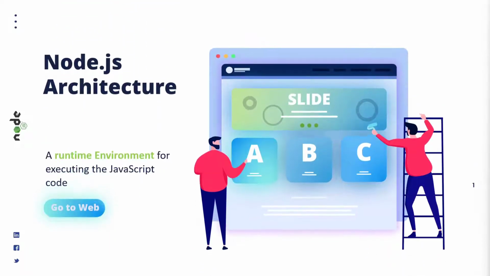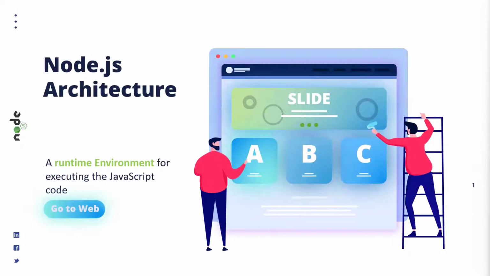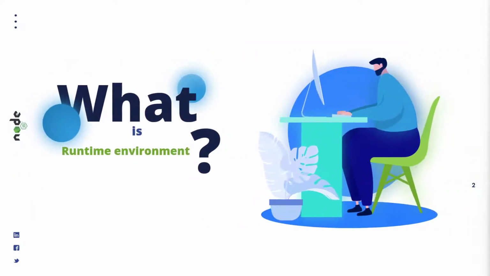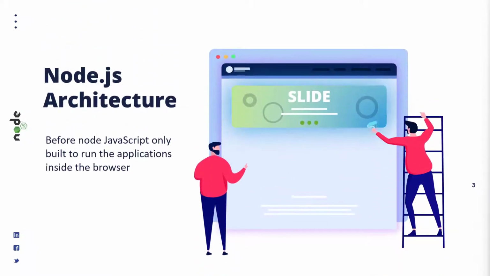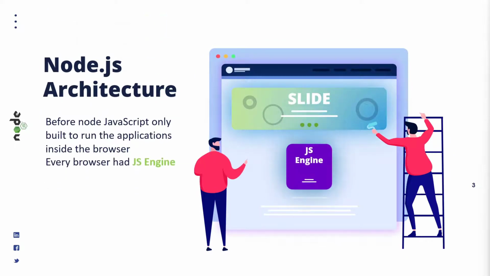In the previous video, we learned Node is a runtime environment for executing JavaScript code. But what is a runtime environment? On or before 2009, we used JavaScript code only to build applications that run inside the browsers.